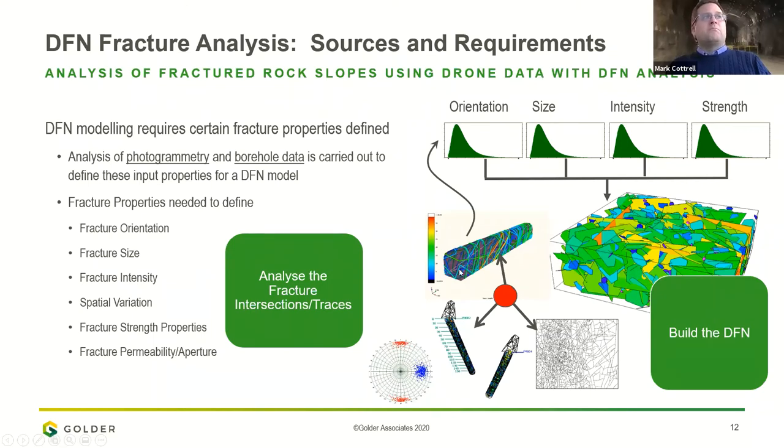We use outcrop data, photogrammetry data to constrain it. We can also combine in borehole log data. So if we've got an optical televiewer with fracture data on, we can use all of those sets of information to build a DFN that is actually quite well constrained.